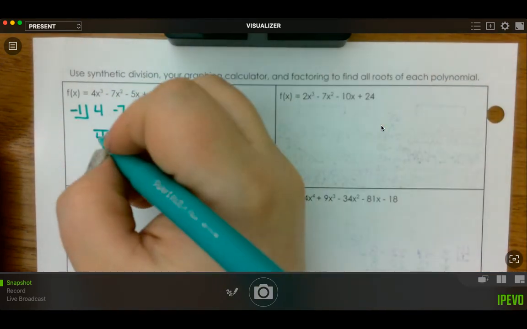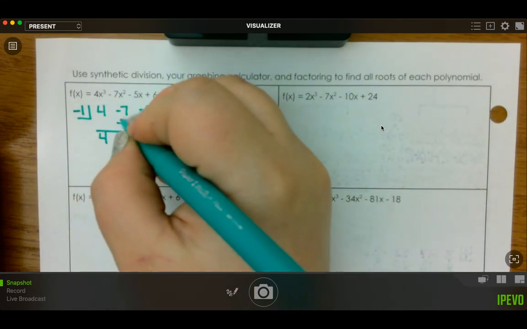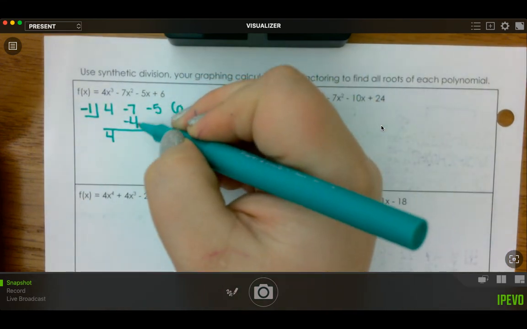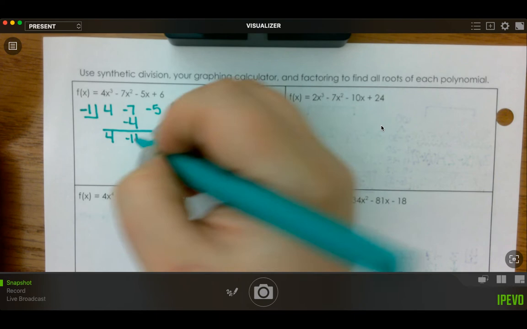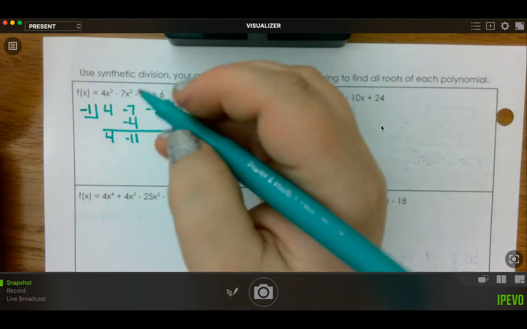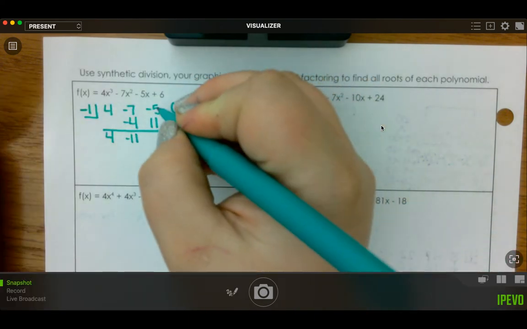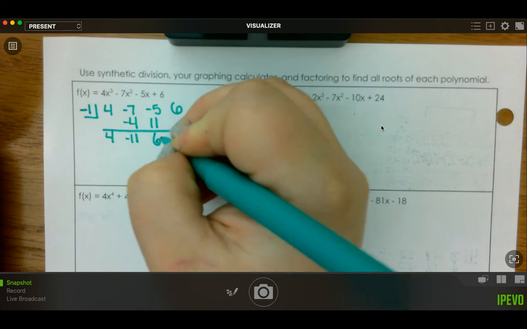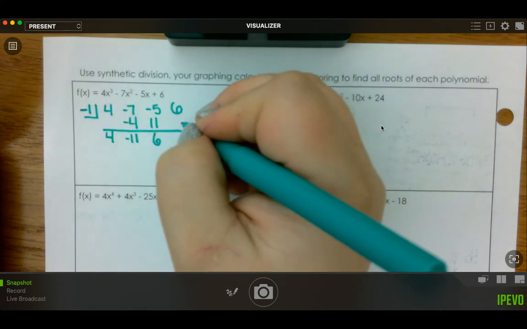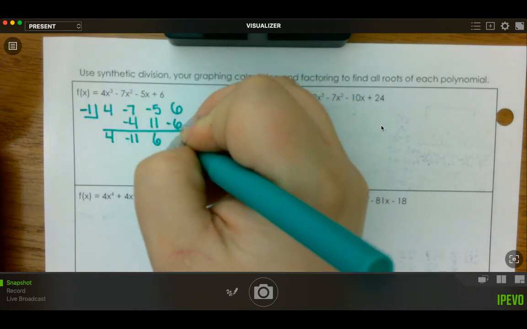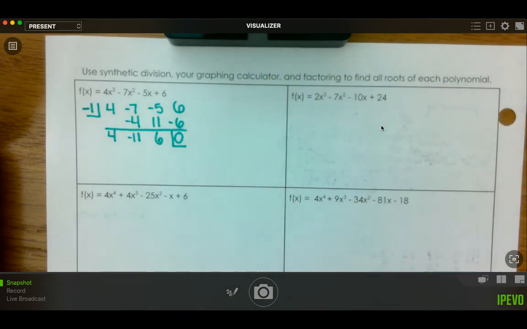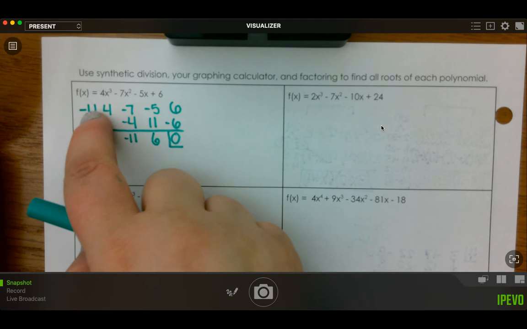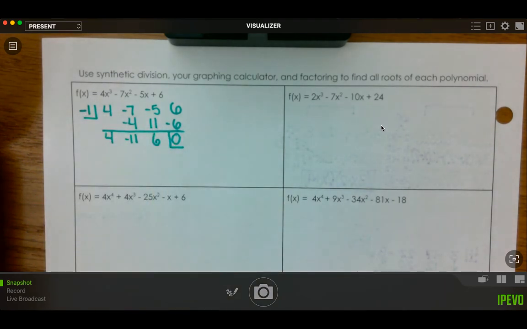Drop the first one down, multiply, add these together, multiply, add these together, multiply. And we got 0. That means it's a 0. If your remainder is 0, f of -1 would equal 0, so we got it right.